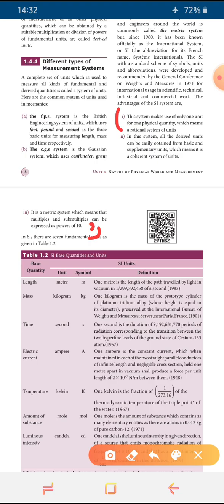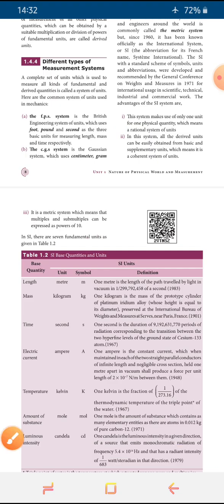As today's homework, you can write the different types of measurement systems. There are 3 types: FPS, CGS and MKS. That is one question. Then the advantages of the SI system. How many points are there in the advantages? Totally 3 points, not 2 points. So go through these 2 questions thoroughly, then write them as homework.